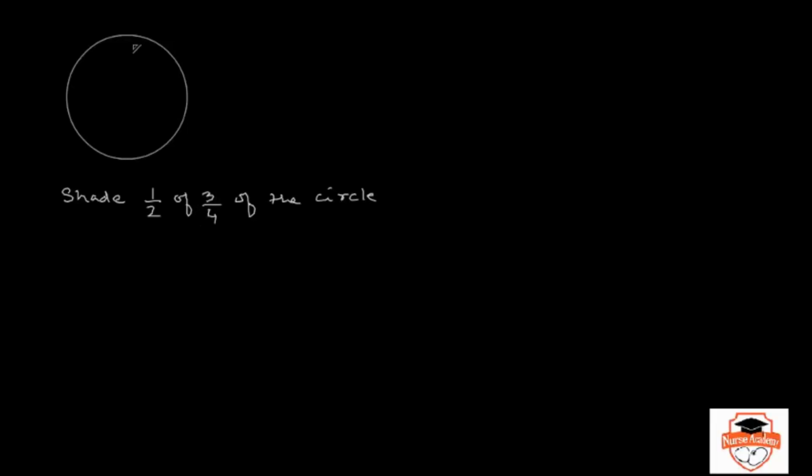So what you want to do is cut the circle into 4 equal pieces. And then pick 3 out of those 4 pieces. So let's go for this. This is not the final shaded area. And this. And this.